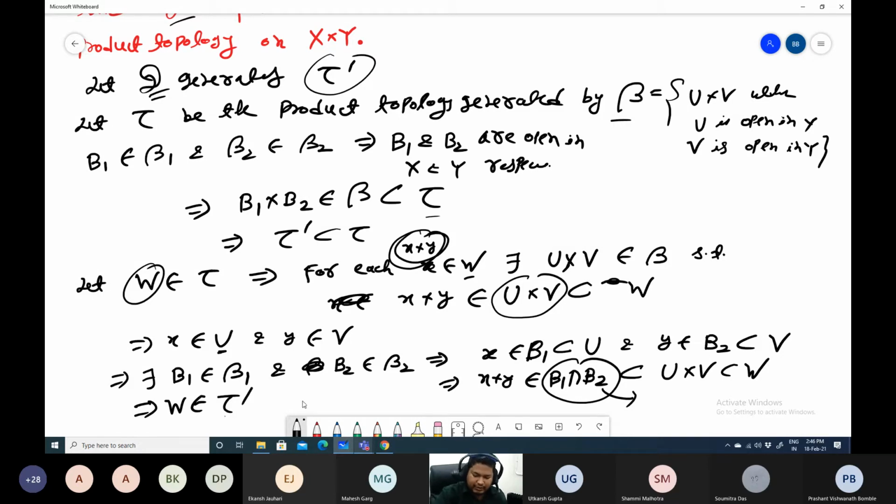So we have the other inclusion. So tau is a subset of tau dash. So therefore tau is equal to tau dash.